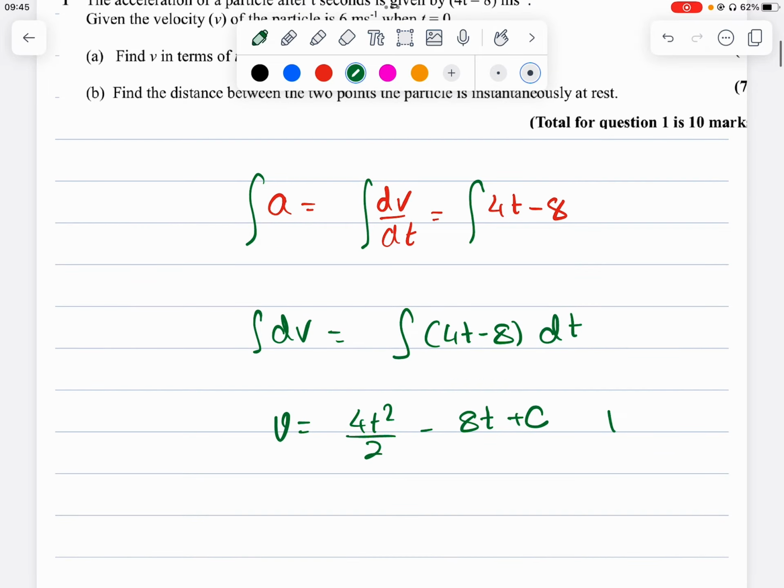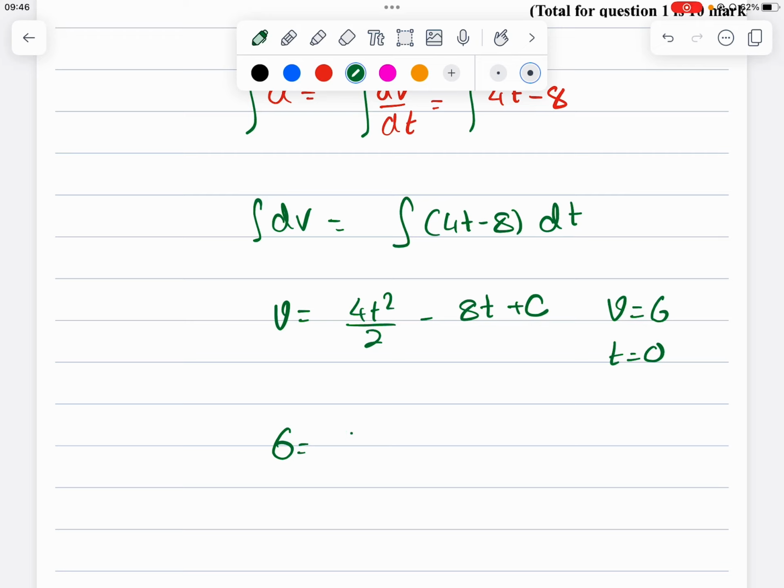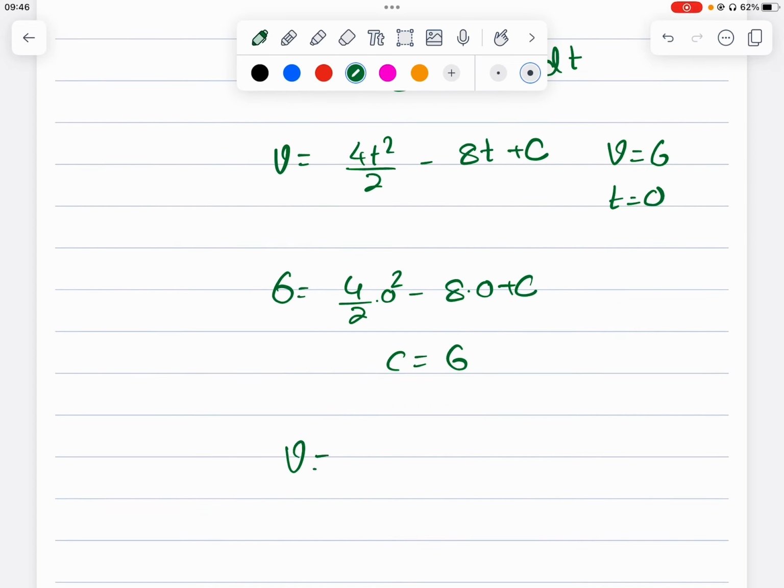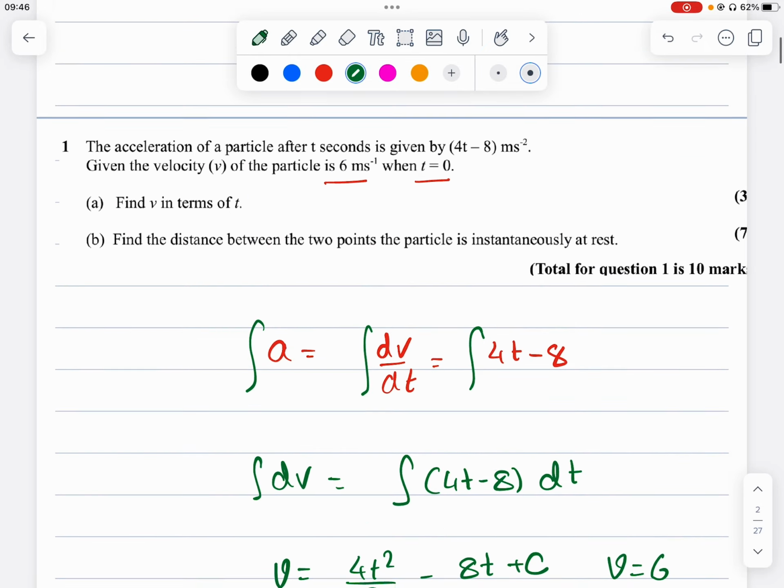For that, it has been given that velocity equals 6 when t = 0. So 6 = (4/2)(0²) - 8(0) + c, which gives me the c value as 6. So what is the velocity value now? v = 2t² - 8t + 6.